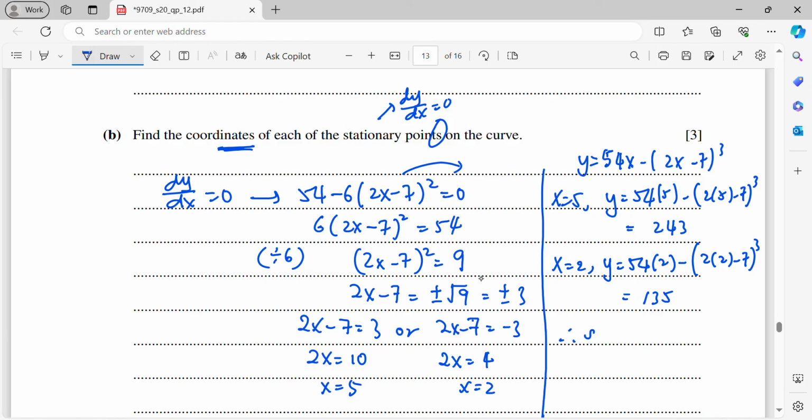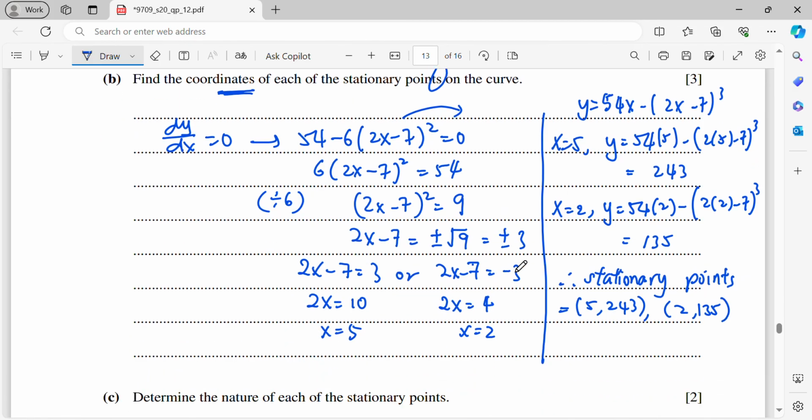Therefore, I get 2 stationary points, with coordinates (5, 243) and the other one is (2, 135). So that's all for part B.